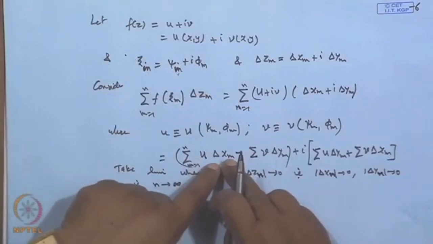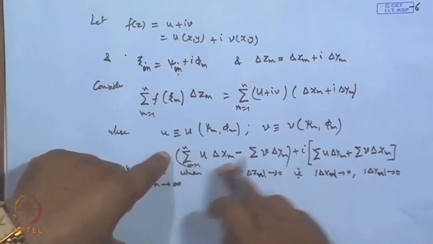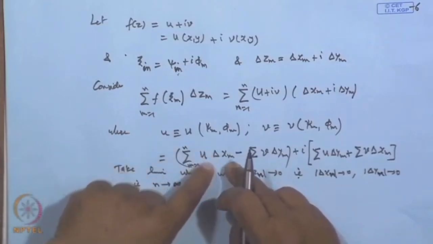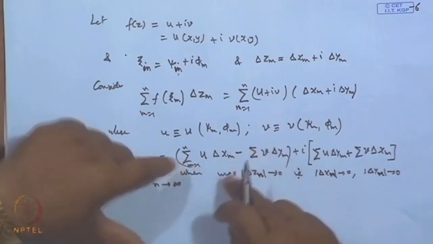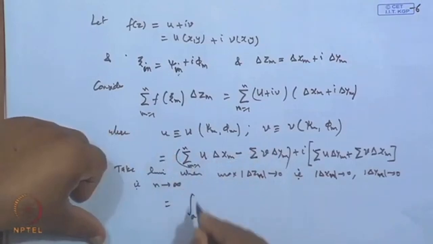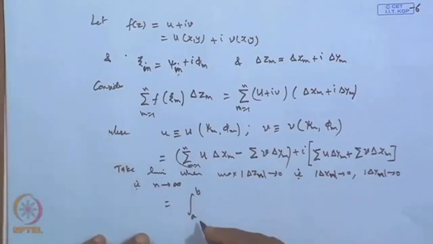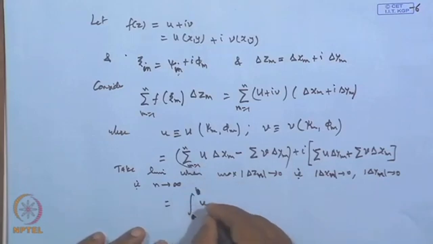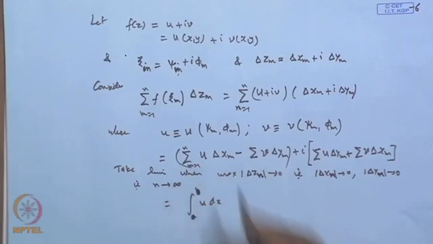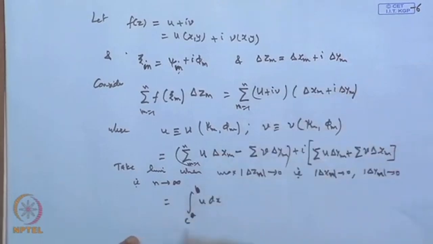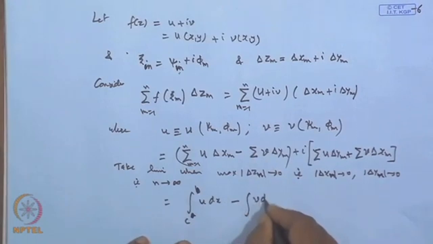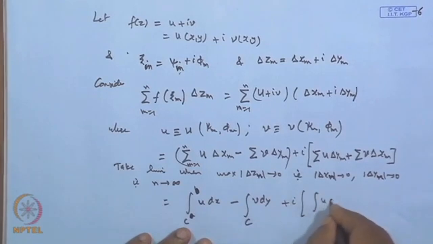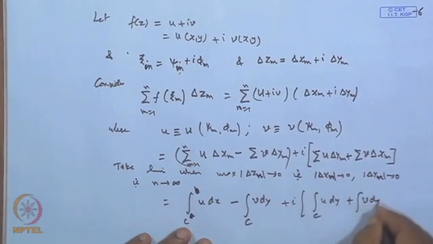So this sum of u delta x_m, when m is 1 to n and n tends to infinity, or the maximum of delta x_m goes to 0, is basically equivalent to the Riemann definite integral as the limit of a sum. It will give the integral from a to b of u dx, which we can write as the integral of u dx over the curve C. This is the integral of v dy along the path C, and then i times the integral of u dy along C plus the integral of v dx along C.